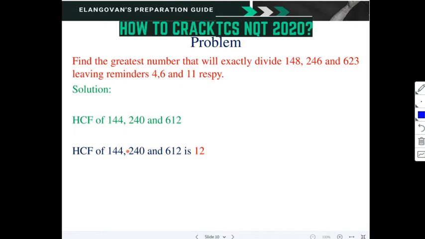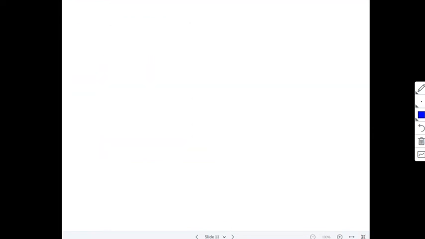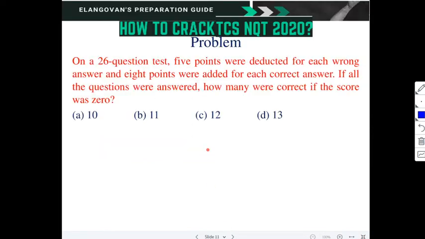Yes, the solution is the HCF of 144, 240 and 612. It is nothing but 12 is the answer. Next problem.